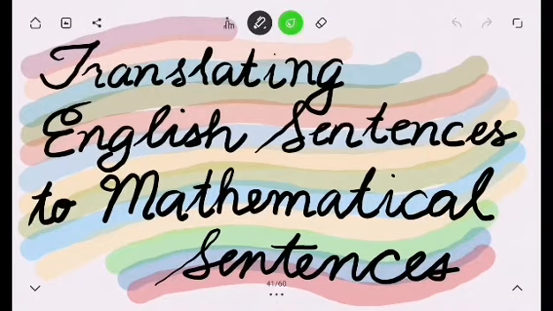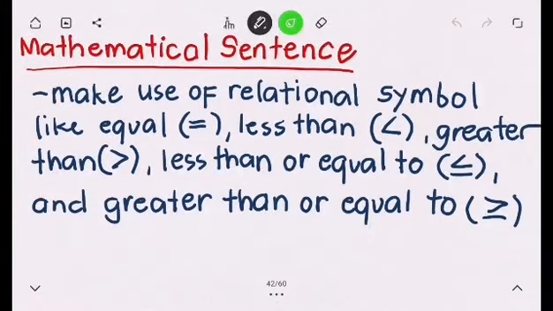Magandang araw mga classmate. Ngayong araw ay pag-uusapan natin kung paano mag-translate ng mga English sentences to mathematical sentences. So kung babalikan natin yung ating nakaraang aralin, pinag-usapan natin na yung mga English phrases can be translated into variable expression. So this time, mga English sentences naman gagawin nating mathematical sentence.